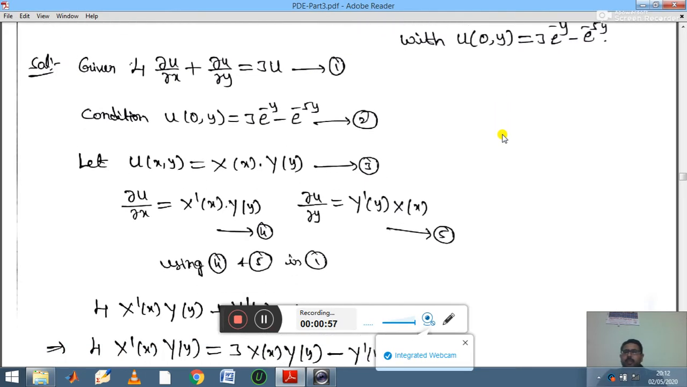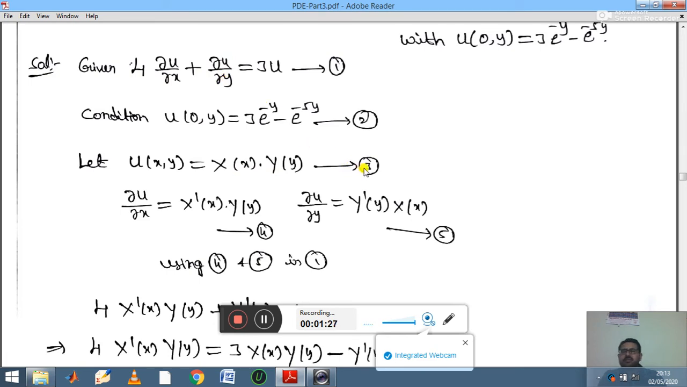Let's see. The given differential equation, you just rewrite and take it as equation 1, and the condition you take as equation 2. Now let us write the solution based on the dependent variable u and independent variables x and y. Therefore the solution is u(x, y) = X(x) Y(y), equation 3. Now let us find ∂u/∂x and ∂u/∂y with the help of equation 3.